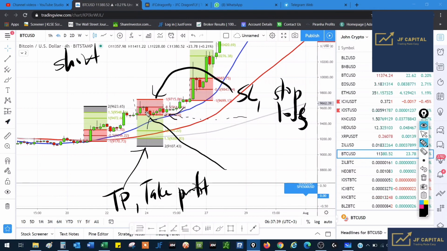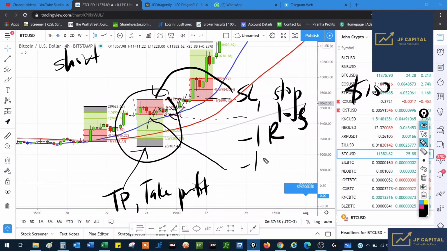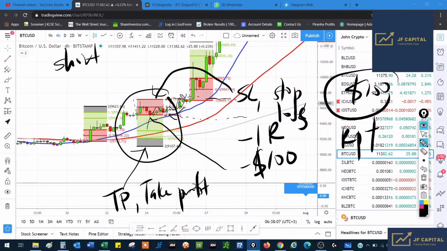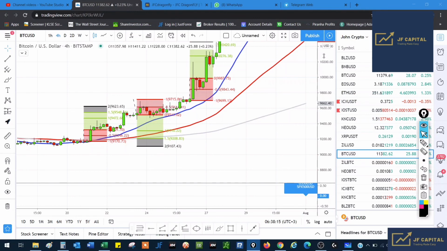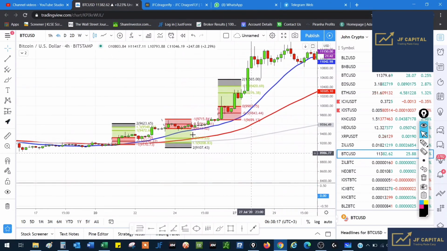Let's see the price action. The price goes up and down, and it hits my stop loss. For this particular trade, I will have a negative 1R. My risk per trade is 100, which means I have negative $100, depending on your risk per trade. This is for the short setup or sell. Basically, I have shown you how the position is executed as an example.